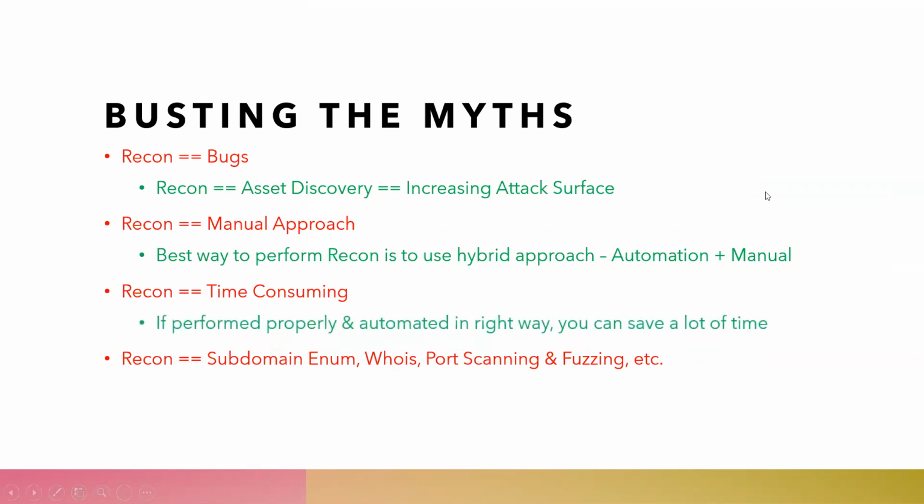People again say that recon is time consuming, but if you perform it properly and automate things in the right way, you can save a lot of time. What you can do is create your own scripts to automate, say, subdomain enumeration, subdomain takeovers, some particular fuzzing and all. And then at the same time, you can start performing manual GitHub Recon, manual Google Dorking, or if GitHub Recon is not in scope, you can directly jump into performing manual pen testing, right? So you are doing two things in parallel, saving a lot of time.